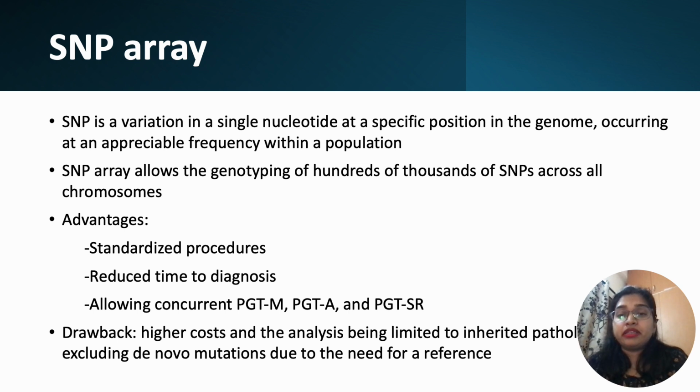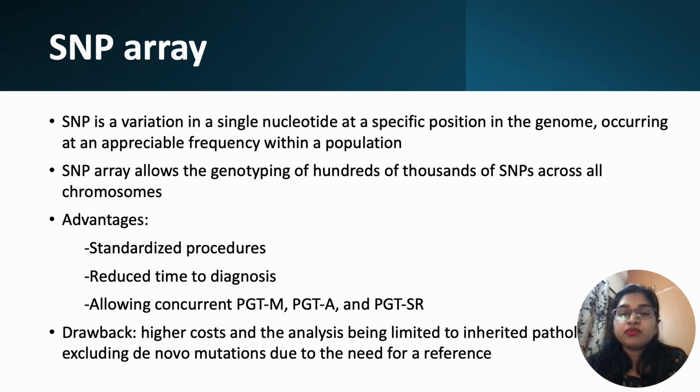Next is SNP array, that is single nucleotide polymorphism array. What is SNP? SNP is a variation in a single nucleotide at a specific position in the genome that occurs at an appreciable frequency within a population. This array allows the genotyping of hundreds of thousands of SNPs across all chromosomes.